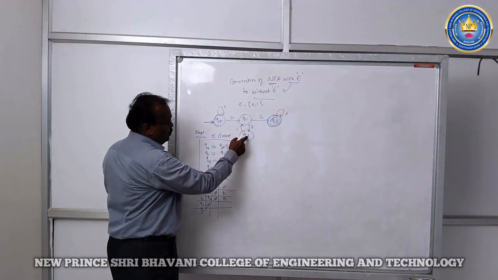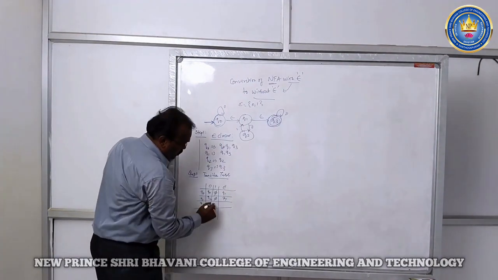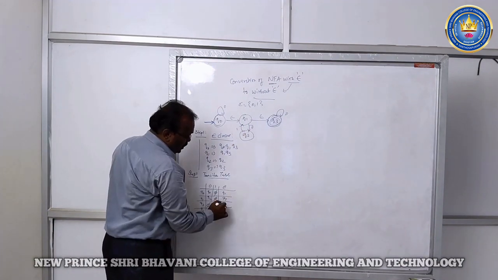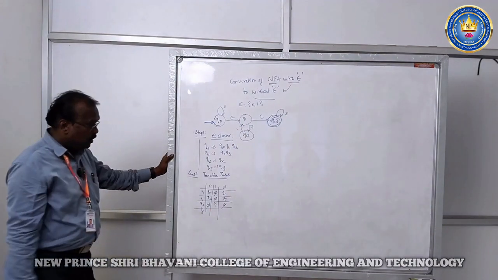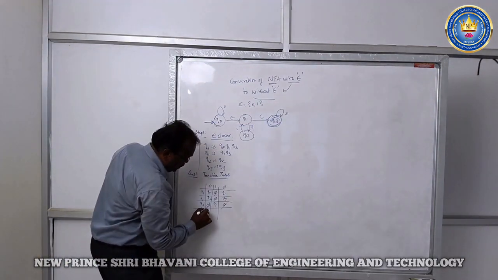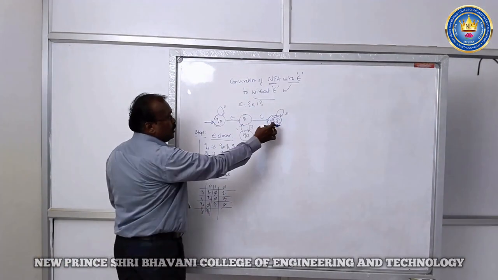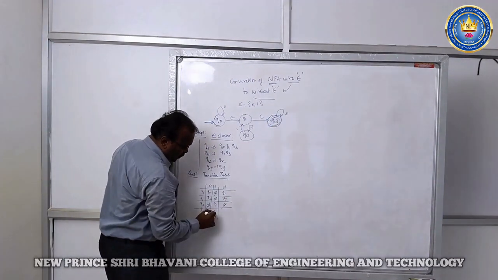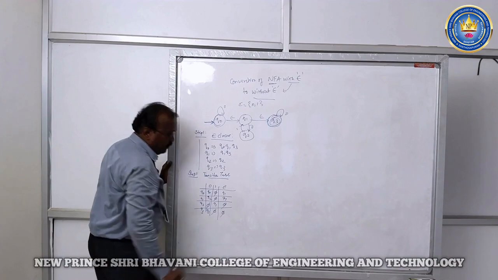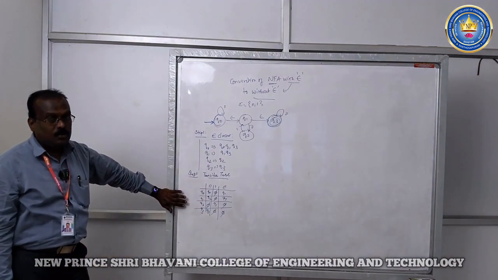And for Q2, if you are applying one symbol means it goes to Q1. And what about epsilon? There's no any epsilon path. So it's null state. And similarly for Q3, 0 is already self transition, that is Q3 itself. What about 1? There's no any 1. So phi. And similarly there's no any epsilon path also. So phi. So like this now we have created the transition table.